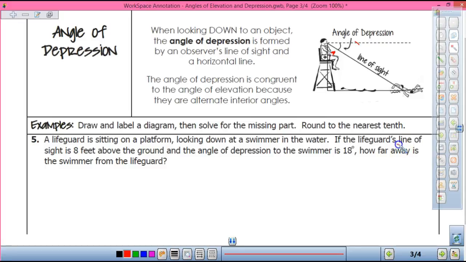Well, okay, so time out. It says line of sight. Oh, yeah, so that's the hypotenuse. Yep, and it's even labeled for you. The line of sight, the hypotenuse, is 8 feet.